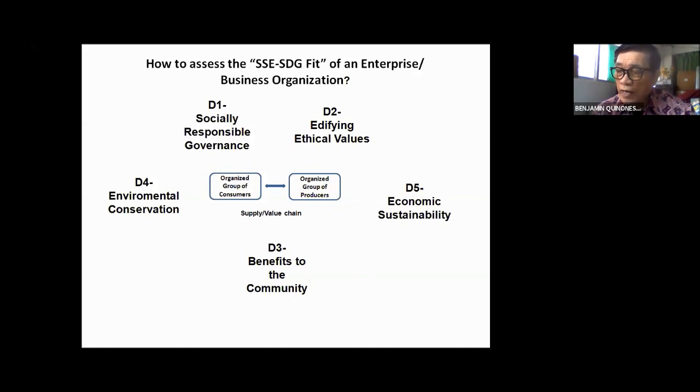Finally, dimension 5, economic sustainability. Are the livelihoods of people thriving? And do they continue to meet the growing and changing needs of the members of the community? When the livelihoods of people are thriving, we are assured that jobs are being generated and families have a brighter future and they live well.